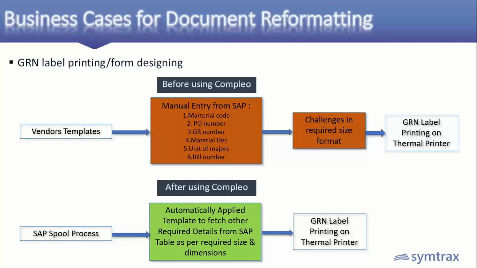Now, if that printer is on the network, then automatically the document will be printed on that printer. If it's not on the network, then we can install the Complio remote agent and automate the printing as well. So in this way, we eliminate manual efforts and form designing efforts.